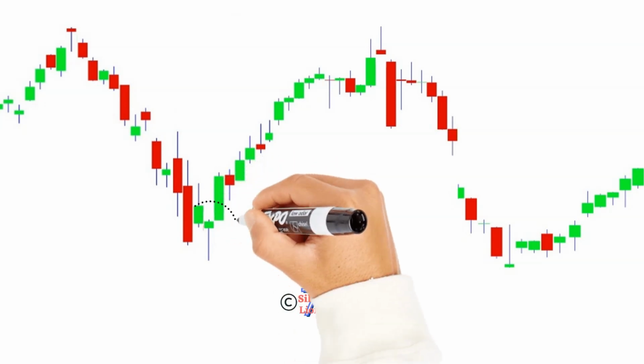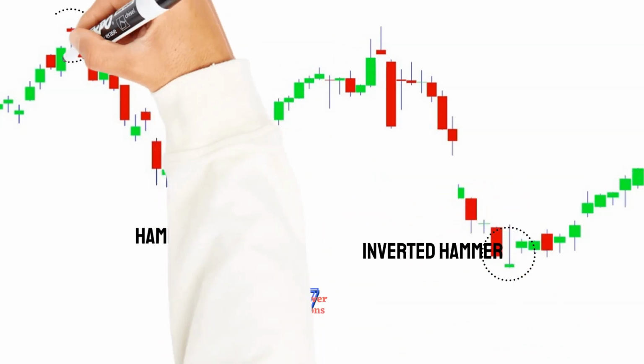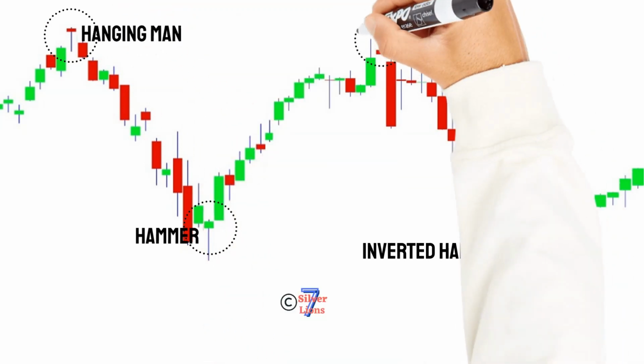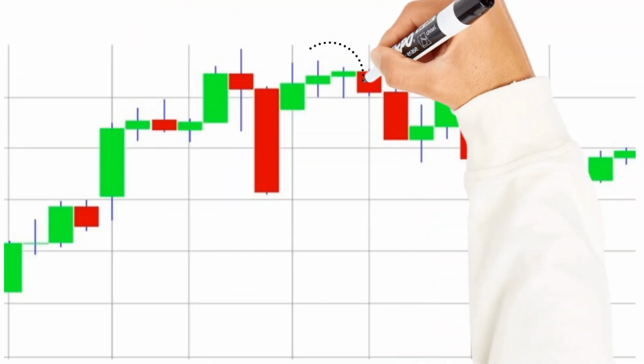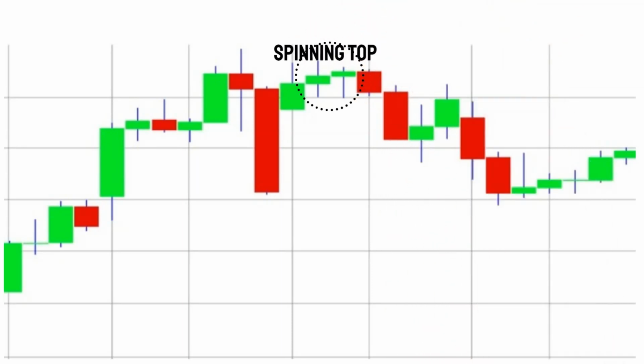Let's summarize this video. Bullish candlesticks are hammer and inverted hammer. Bearish candlesticks are hanging man and shooting star. The indecisive pattern is the spinning top. This video is part 1 of candlestick charts.